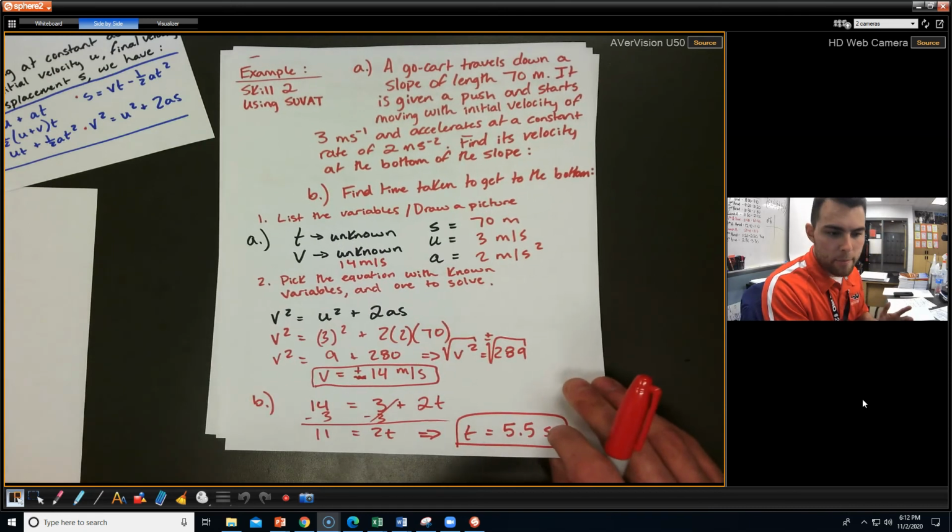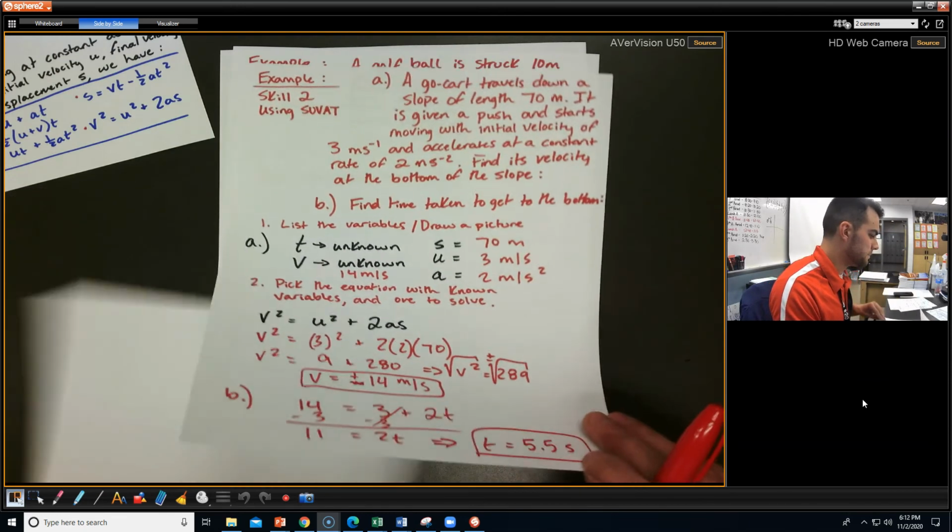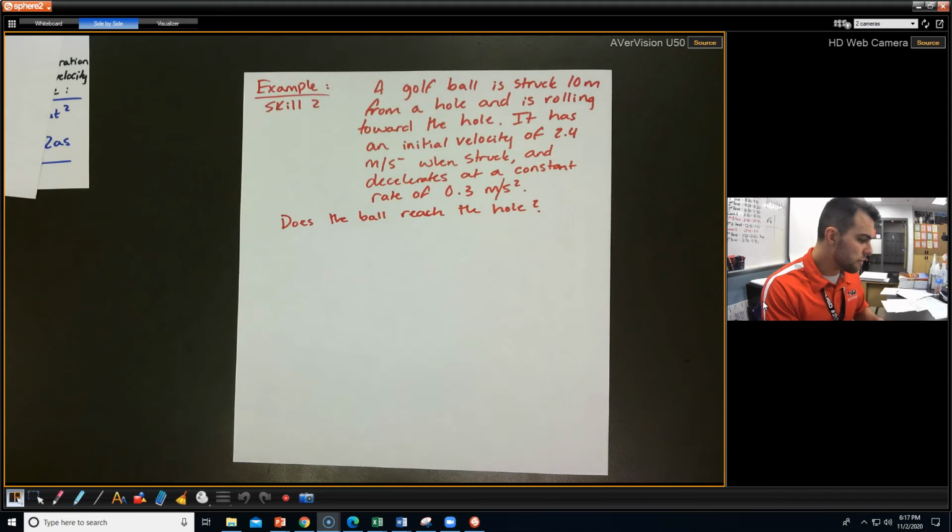Let's do one more example, and then we'll end things. Example: we have a golf ball being struck 10 meters from a hole, and it's rolling towards the hole. It has an initial velocity of 2.4 meters per second when struck, and it decelerates at a constant rate of 0.3 meters per second squared. Does the ball reach the hole?